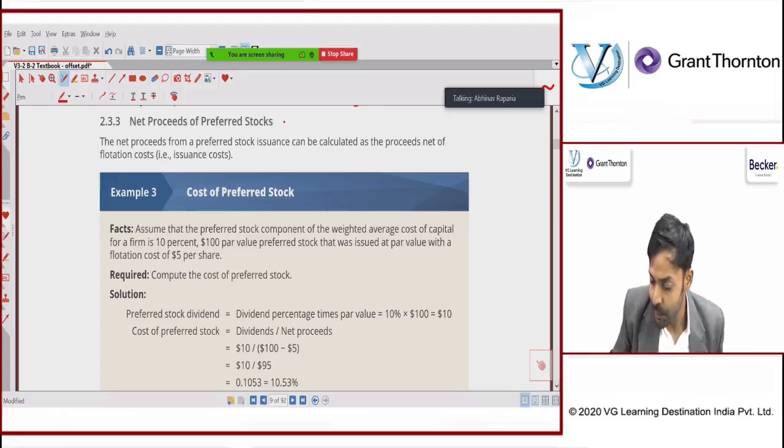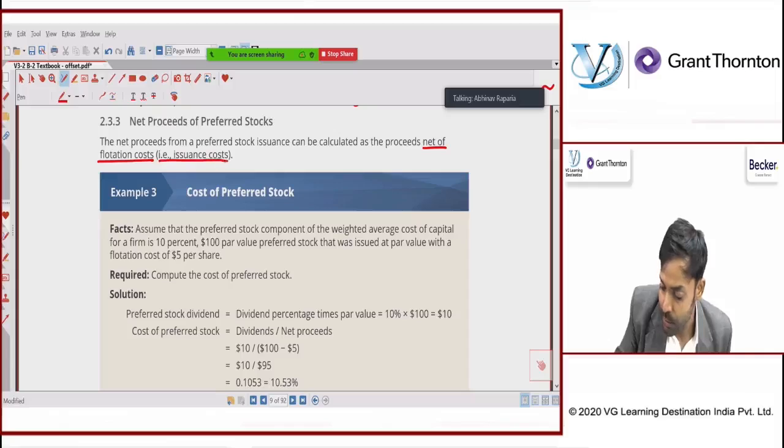Net proceeds of the preferred stock. The net proceeds from a preferred stock issuance can be calculated as the proceeds net of the flotation cost. So if there is a flotation cost, then you reduce it.